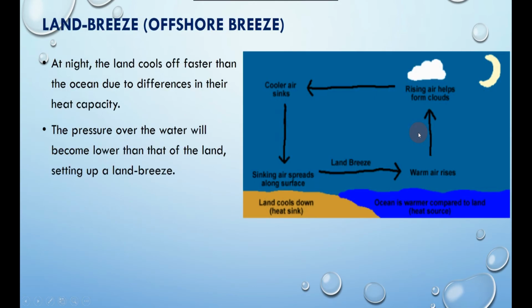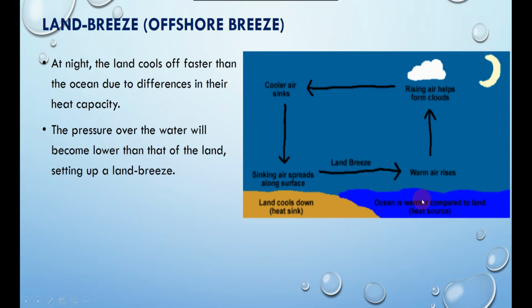Unlike the land breeze or the offshore breeze, at night, the land cools off faster than the ocean due to differences in their heat capacity. The pressure over the water will become lower than that of the land, setting up a land breeze. So, balik-baliktaran lang. So, tuwing gabi, mas nauuna naman lumalamig yung land natin compared dito sa tubig.